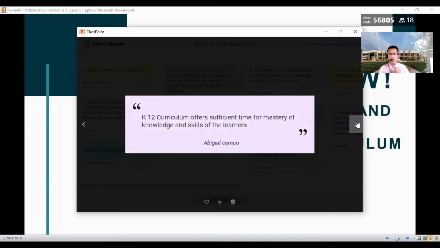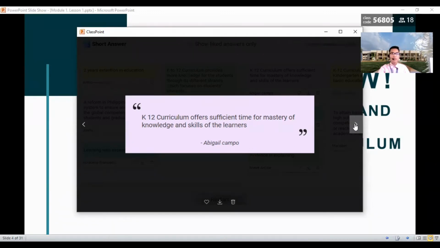And for Miss Abigail Campo, K12 curriculum offers sufficient time for mastery of knowledge and skills of the learners. Exactly. That is one of the salient features, mastery of the competencies. That's why if you could notice, compared to the previous curriculum, a certain discipline, just like science and technology, is only handled by science teachers during first year. Biology is during second year, chemistry for third year, and physics for fourth year. But K12 is no longer in that way. Hindi na ganyan ang science curriculum ngayong K12.